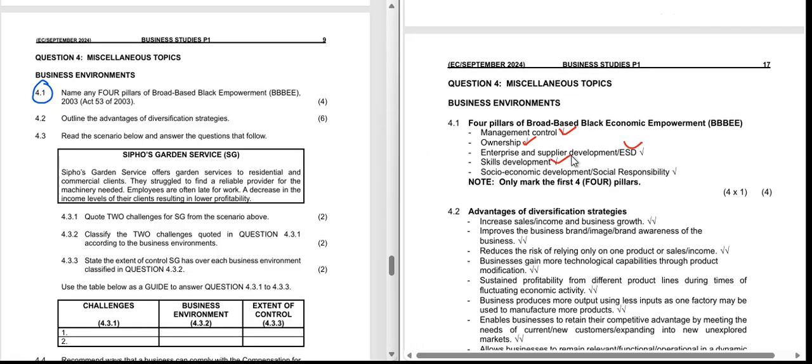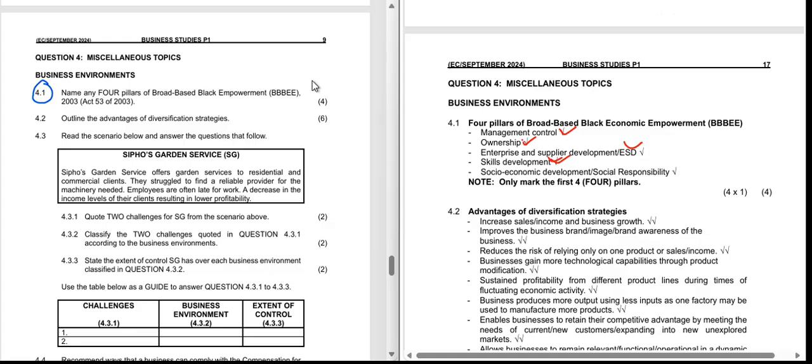So if you look, these are the things that needed to be addressed, right? The disadvantaged people also needed to have a part in management and also ownership of companies. Their skills needed to be developed, etc. So we just needed 4 of these to get the 4 marks here.